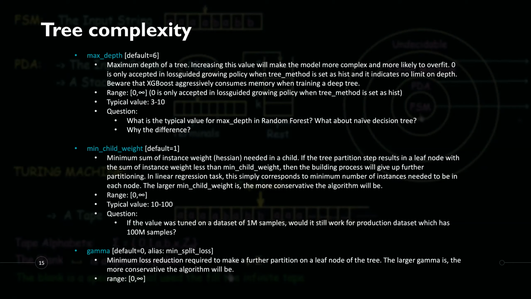Even for the same decision tree model, XGBoost and the random forest are both based on decision trees. But why do we see the difference in terms of the typical values for max depth? Can anyone think of a reason why?